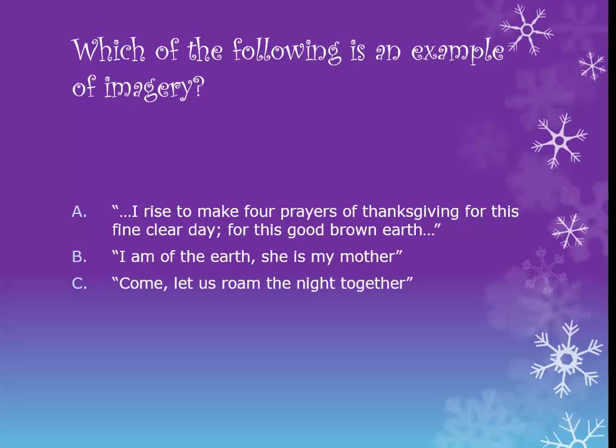Which of the following is an example of imagery? I rise to make 4 prayers of thanksgiving for this fine clear day, for this good brown earth. Or I am of the earth, she is my mother. Or come, let us roam the night together. Now remember, imagery uses one of the 5 senses in order to make you smell it, hear it, see it, taste it, feel it. So your best option, if you want to get it right, is A, because you can see the earth kind of in the poem.